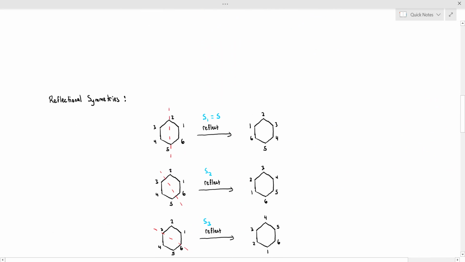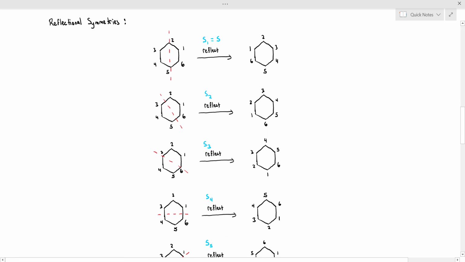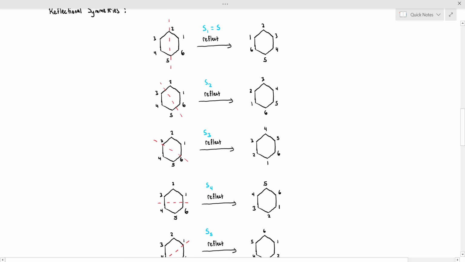Now, in addition to that, there are also some reflectional symmetries of the regular hexagon as well. And again, I've drawn some pictures illustrating them. So one thing we could do is reflect the hexagon about this vertical axis. I've numbered the vertices once again, and if you reflect about the vertical axis, the 1 and the 3 would swap places, and the 4 and the 6 would also swap places.